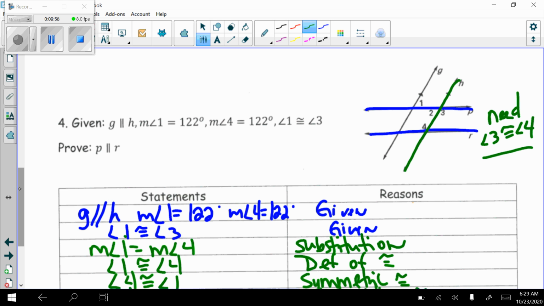All right, so that is our second day of notes on proving lines parallel using our converse theorems. Your homework is to finish the worksheet from yesterday, the 3.3 proofs worksheet. That will be due tomorrow on Friday.